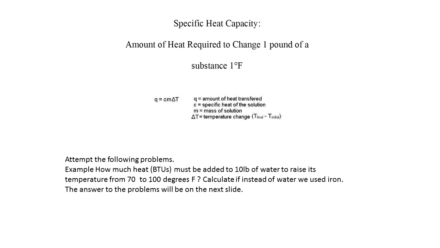The specific heat of iron is 0.129 BTUs per pound, which is way less than water. To change the temperature of iron 1 degree Fahrenheit, you need to add or remove 0.129 BTUs per pound.